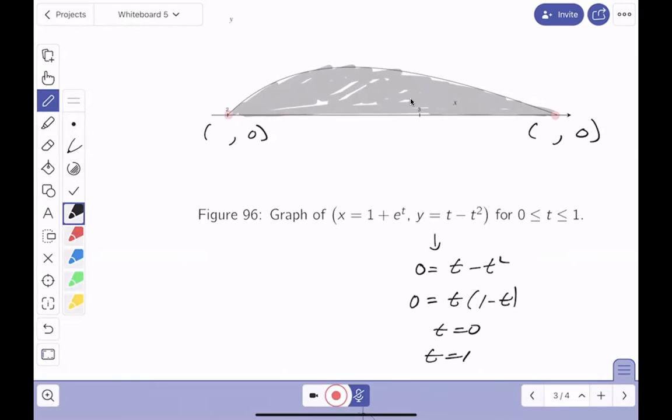Let's find out what x is. If t is equal to 0, what would the x be? Well, that'll be 1 plus 1, which is 2. Well, that seems reasonable. So this point over here is when t is equal to 0.